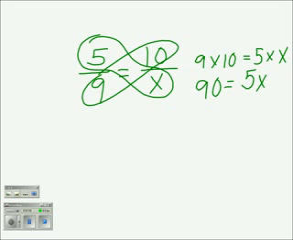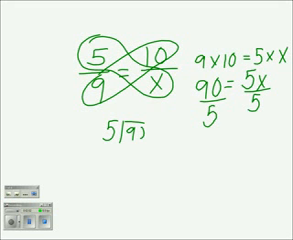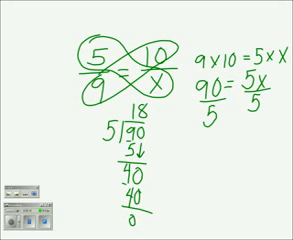Now, to solve, we simply divide each side by 5. And if you don't know 90 divided by 5, you can set up a division problem. 5 into 9 goes once, with a remainder of 4. Bring down our 0. 5 into 40 is 8 times. We have a remainder of 0. So 5 divided by 5 cancel each other out. We get 1x equals 18. So in this case, x equals 18. And to do that, we simply found the cross products and divided.